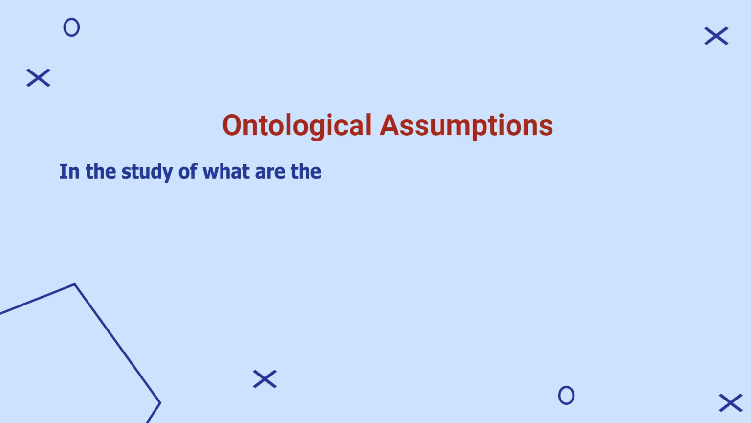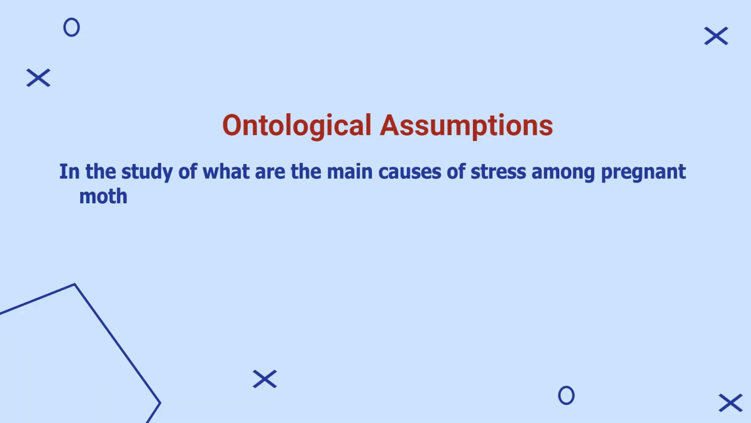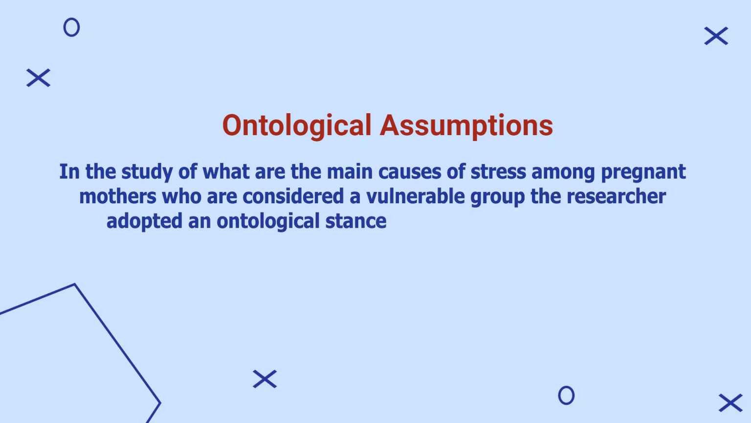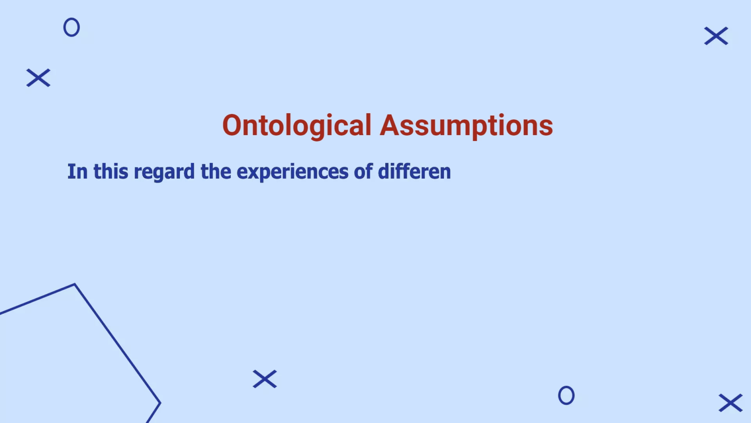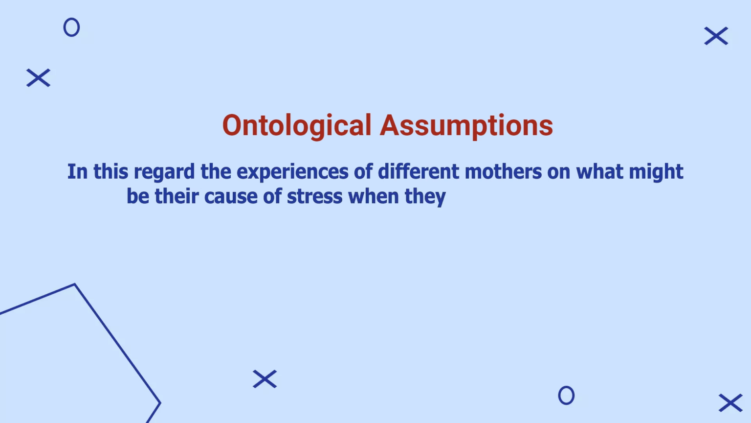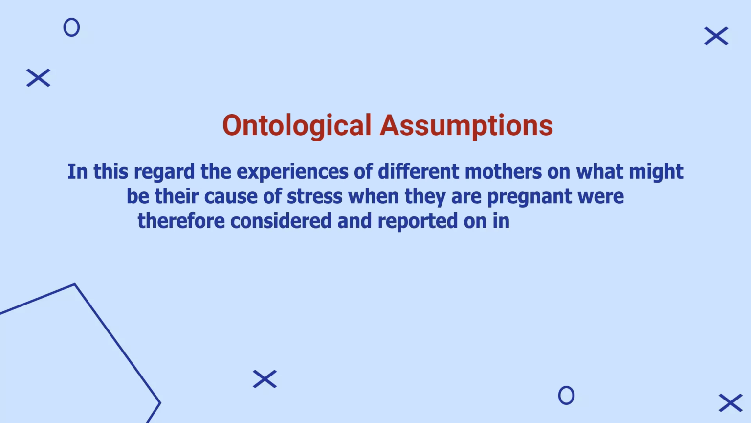1. Ontological assumptions. In the study of what are the main causes of stress among pregnant mothers who are considered a vulnerable group, the researcher adopted an ontological stance that reality is multiple and can be experienced through different ways. In this regard, the experiences of different mothers, or what might be their main cause of stress when pregnant, was considered and reported.